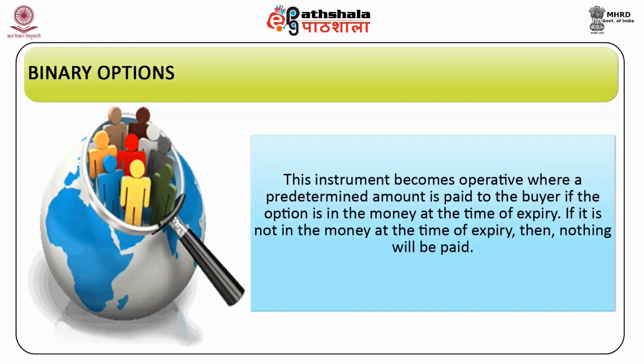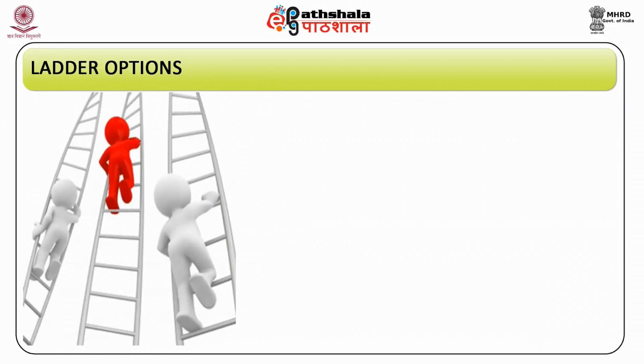Binary options. This instrument becomes operative when a predetermined amount is paid to the buyer if the option is in the money at the time of expiry. If it is not in the money at the time of expiry, then nothing will be paid. Ladder options.